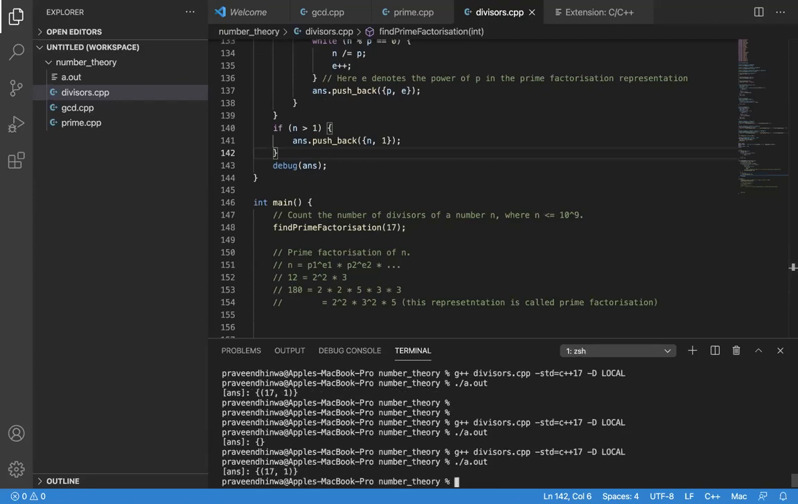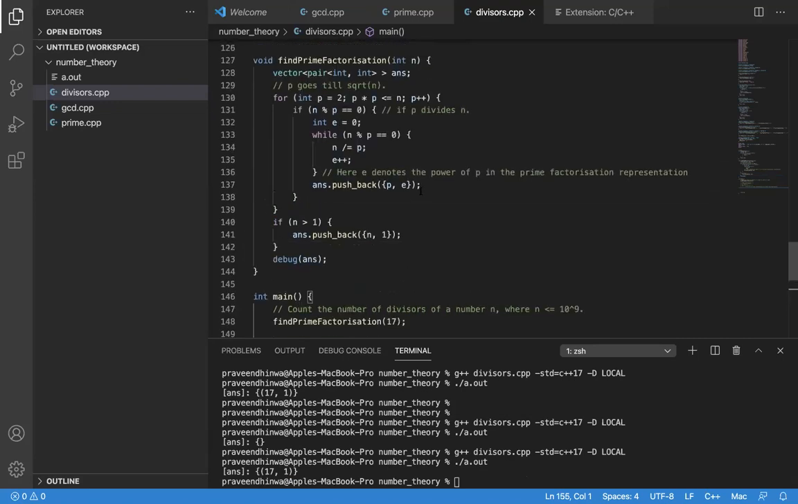So this is 17 comma. Suppose I give you this prime factorization. Can you count how many divisors will be there using this prime factorization? Did everyone understand how to find prime factorization? Everyone understood this code? If anyone wants me to explain anything, let me know. Once more. Okay, which part is not clear?